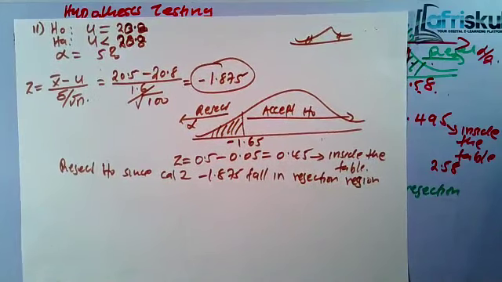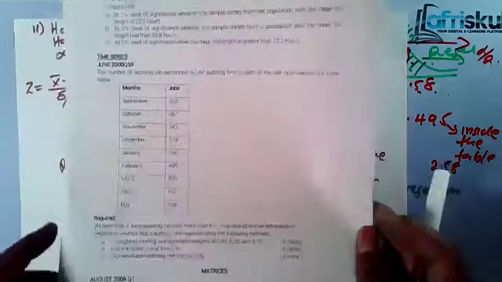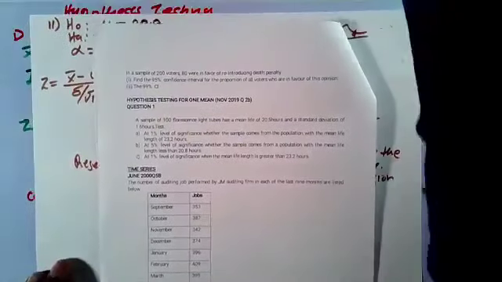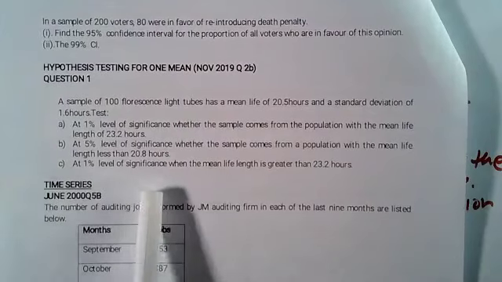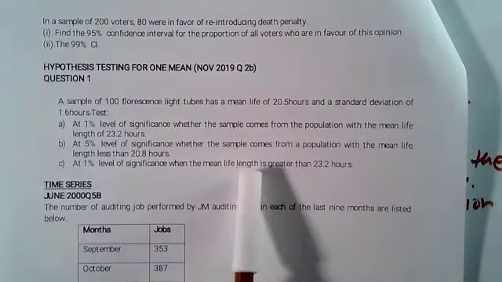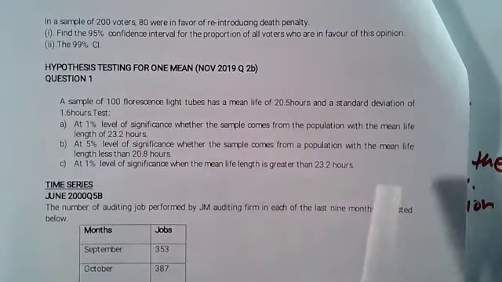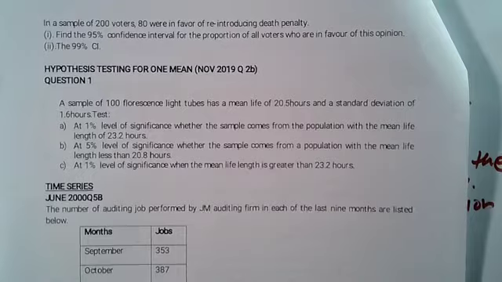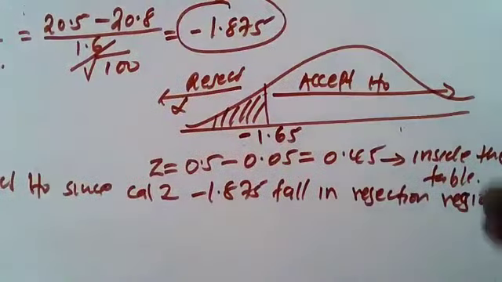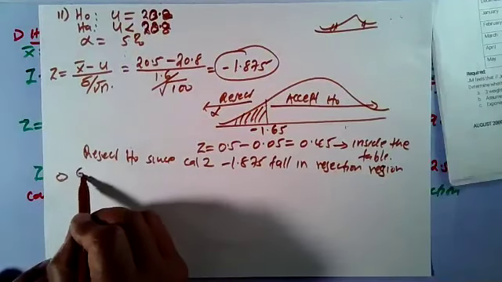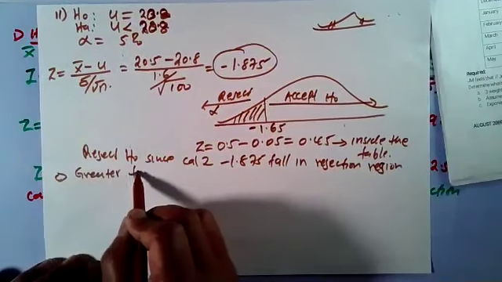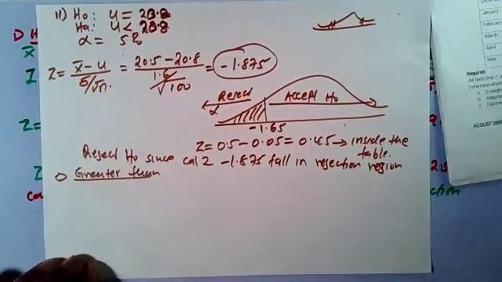Hope you're okay up to that point. We do the last one. The last one, number C. Number C ilikuwa inauliza at 1% level of significance, whether the mean life length is greater than 23.2 hours. So that one is greater than. So kama ni greater than, tuko part C. Part C is asking about greater than. So you follow the steps.